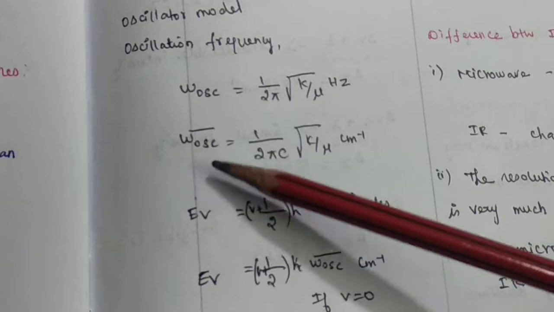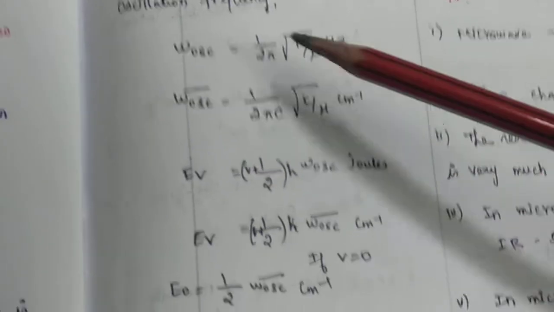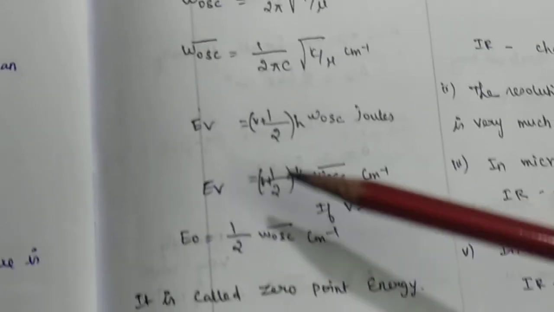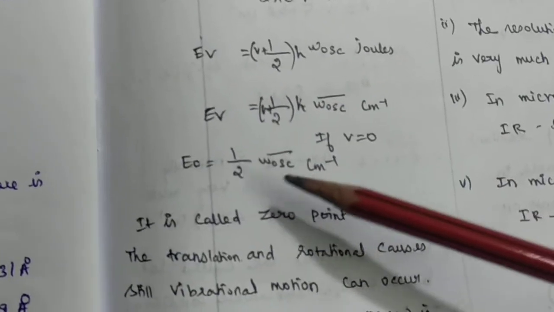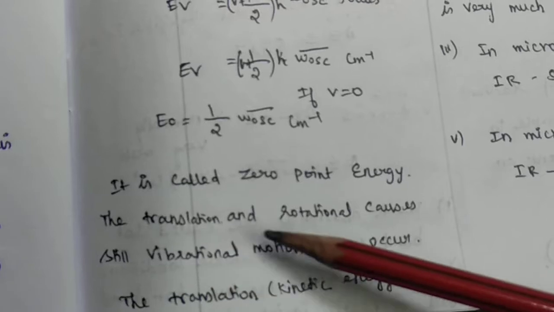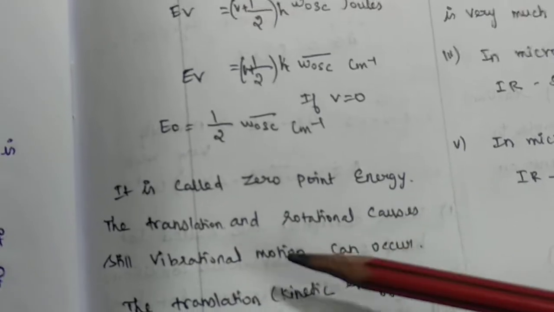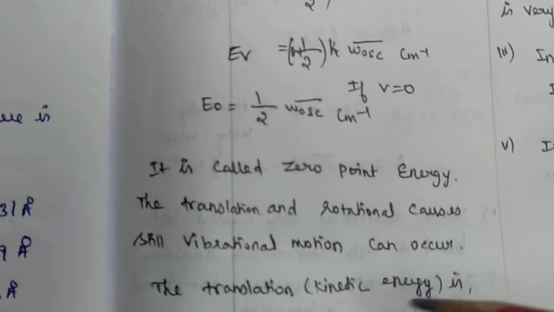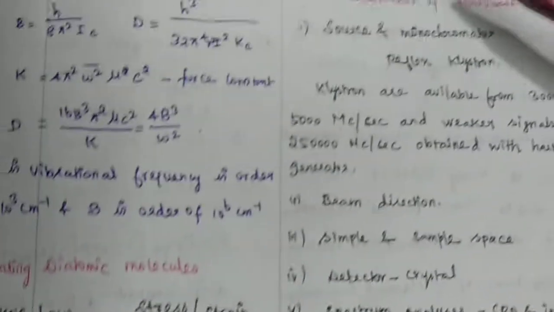So if you take wave number, we have to put 1 by c. Then after that we have to find out the vibration energy. Then after that we have to apply the wave number. Then finally we get this one. So it is called zero point energy. So in these cases, even if translation and rotation occur, the vibration motion can still occur. Okay. So if it is kinetic energy of translation, it occurs as follows.